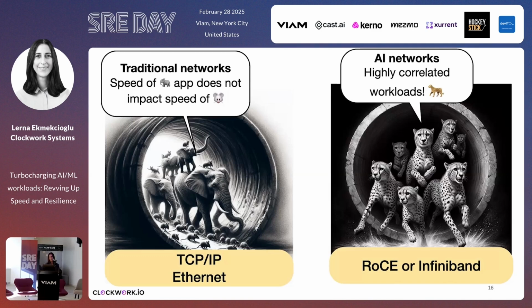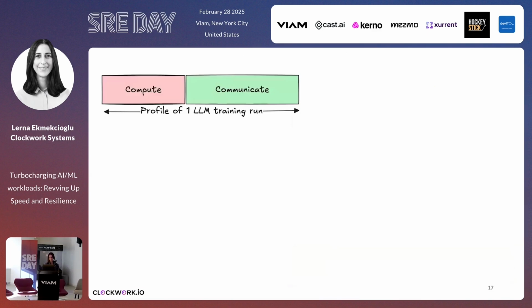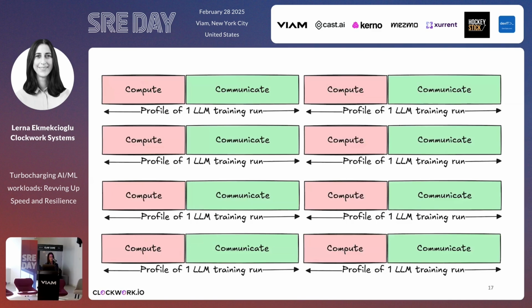In AI networks, we have homogeneous workloads. They're tightly coupled, and they're running over RoCE or InfiniBand. So what I'm going to do next is dive deeper into these AI networks. So here is one run of one LLM training run. If you profile it, it consists of cycles of compute followed by communicate for each and every iteration.